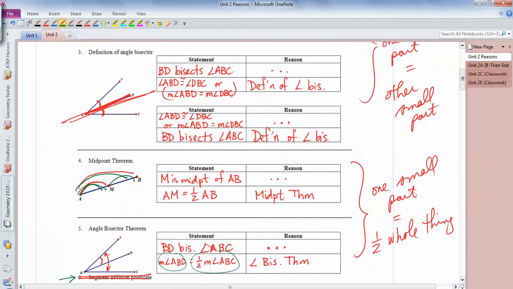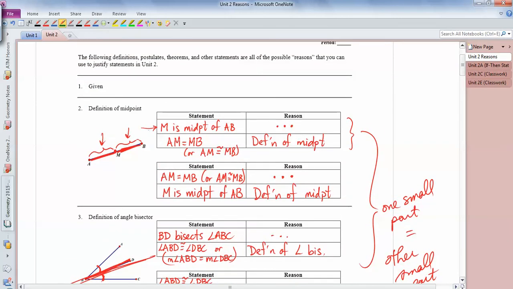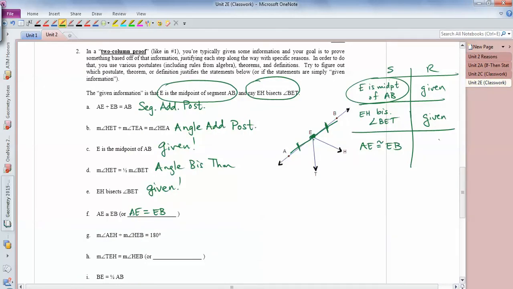So let's look up here. Here's the definition of midpoint. You have a midpoint, so one small part equals the other small part. Okay, that's what we just used here. We have a midpoint, so I said one small part equals the other small part. So this is going to be the definition of midpoint.